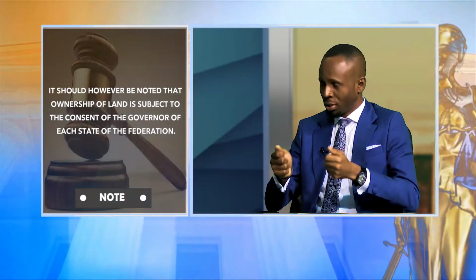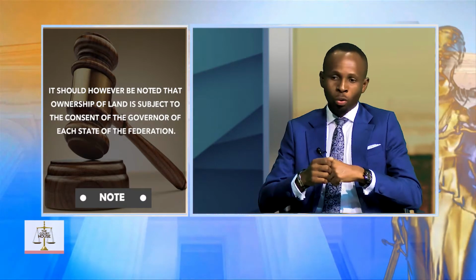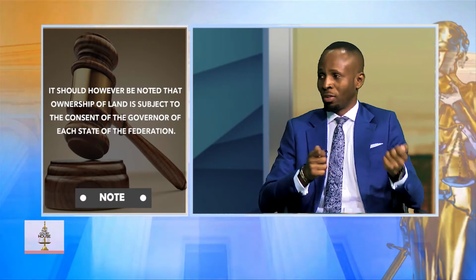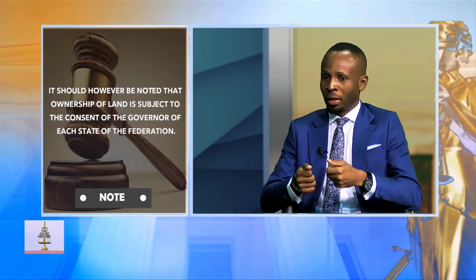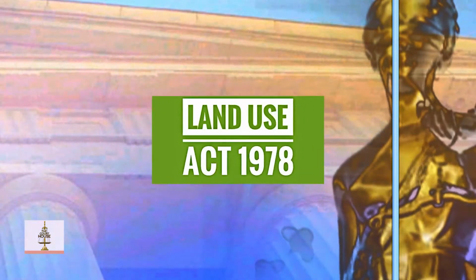So secondly as well, even though you can acquire real estate property for yourself, it's however subject to the provisions of the Land Use Act. Now, the Land Use Act has vested all lands in a state in the governor of that state. So the governor acts more like a trustee on behalf of the people. So if you want to acquire land, you will need the consent of the governor before you can acquire property in any state.